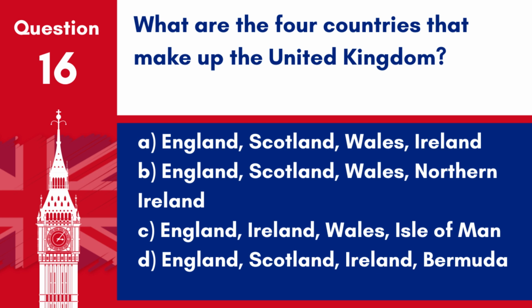Question 16. What are the 4 countries that make up the United Kingdom? A. England, Scotland, Wales, Ireland. B. England, Scotland, Wales, Northern Ireland. C. England, Ireland, Wales, Isle of Man. D. England, Scotland, Ireland, Bermuda. Answer. B. England, Scotland, Wales, Northern Ireland. These are the 4 countries that constitute the United Kingdom.